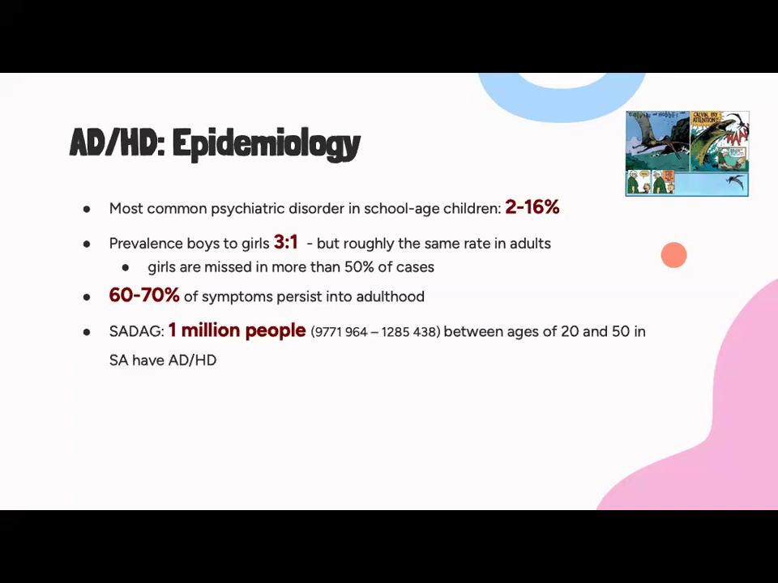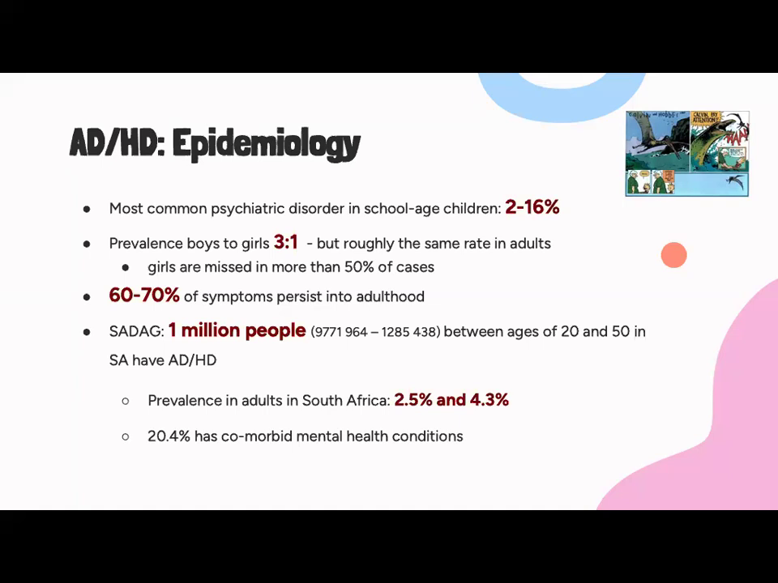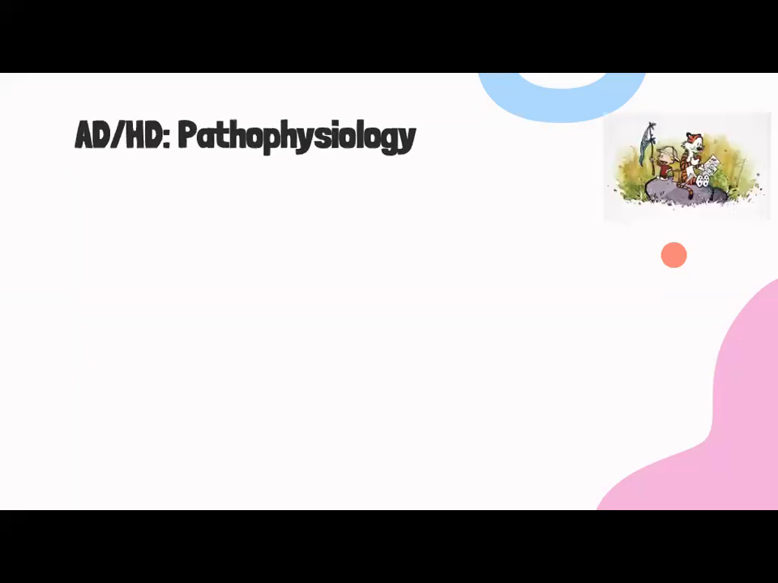Just in terms of South Africa, SADC has identified about 1 million people between the ages of 20 and 50 that have been classified and diagnosed according to the DSM with adult ADHD. That puts our prevalence in adults in South Africa, we assume, somewhere between 2.5 and 4.3%. And it might even be higher because there might be people that have not actually been diagnosed. Importantly, a very high percentage, in this particular study that SADC did, 20.4% of them had a comorbid mental health condition.